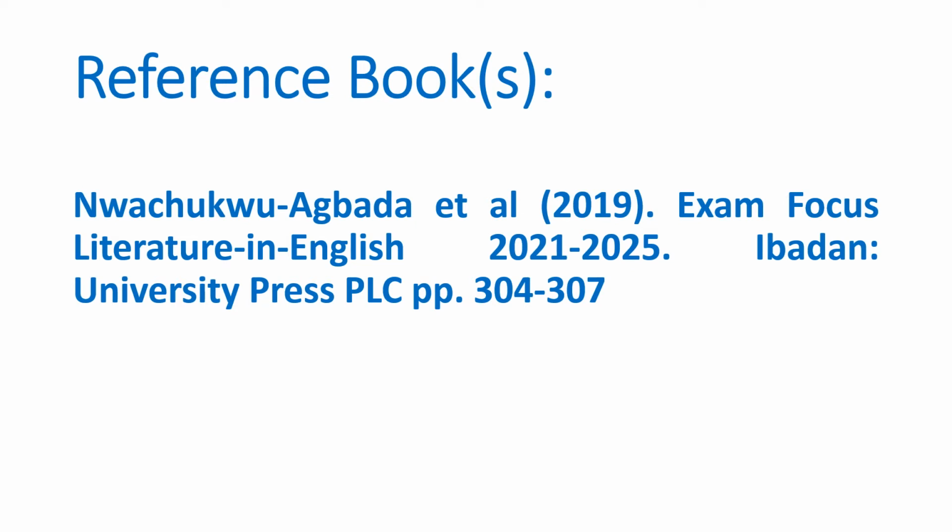Now here you can see the reference books. We have Nwachukwu Agbada et al., 2019. That's Example Course Literature in English 2021 to 2025. It is a textbook that contains all the necessary poems and the text that we will need generally, at least between now and 2025. Yes, I want to believe that even if you do not have this, you can always have other supplementary copies, but this again is a sufficient material.